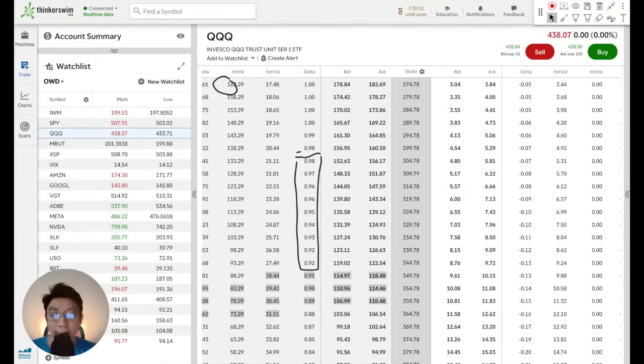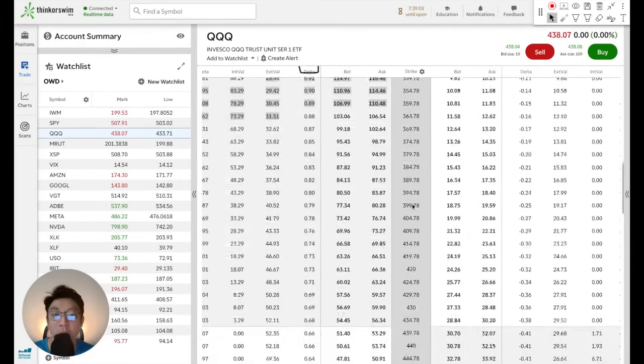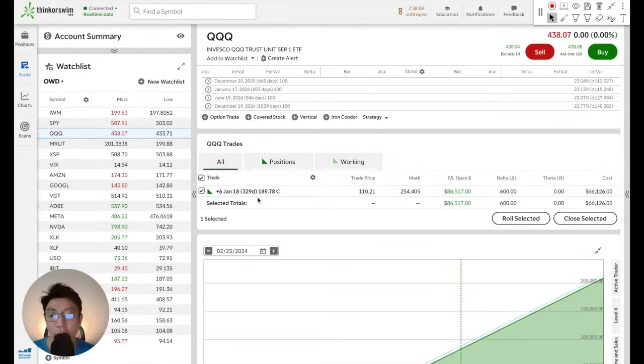So this is step number 2. We want to choose roughly 80 to 90 deltas and go for the DTE that is more than a year. Now the final one is, what do you do once you have reached close to around 90 to 180 DTE? I use that as a guideline for us to either roll or close, because theta starts to decay rapidly as it gets closer and closer to the expiration date.